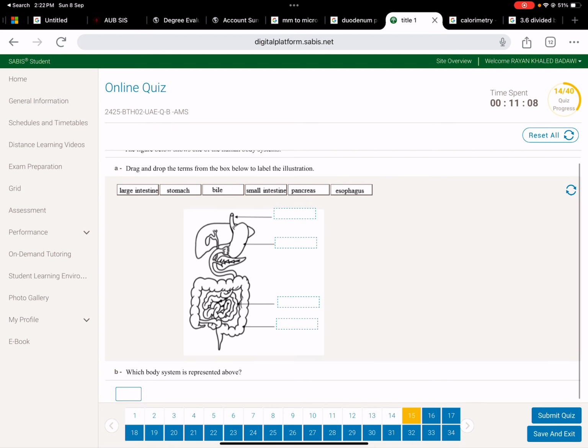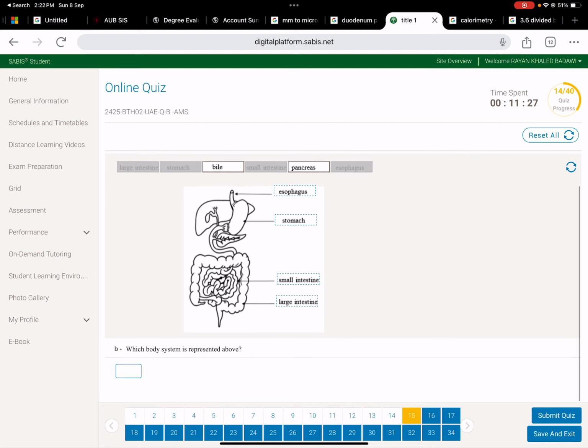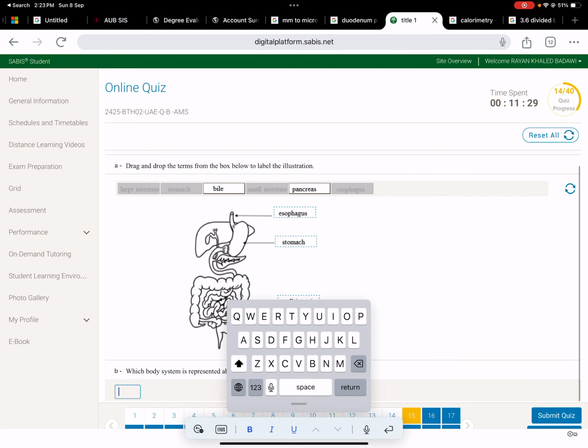So it's also here we have to label it. So remember, we said the stomach is connected to the esophagus and the small intestine. So we have the esophagus at the top, and then we have the stomach. And then inside, remember, inside is the small intestine, and then what surrounds it is the large intestine. And they're asking us which body system is represented. Of course, this is the digestive system.